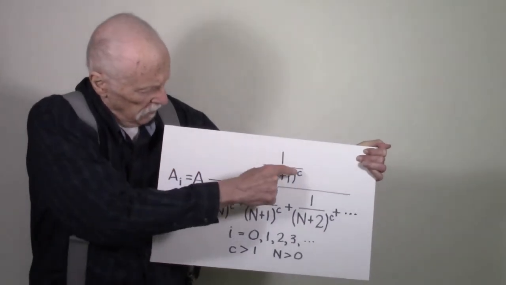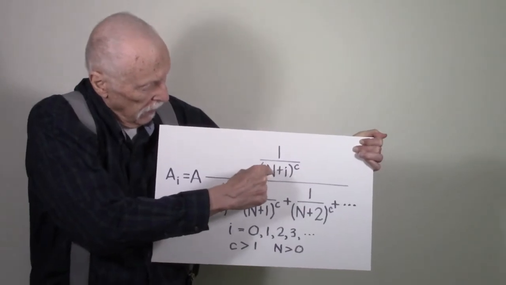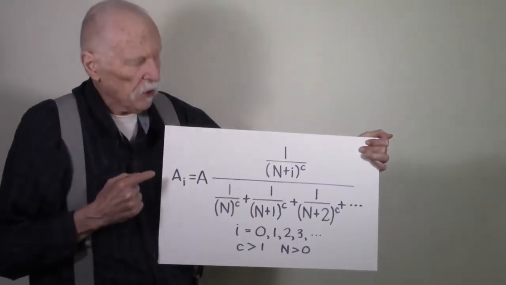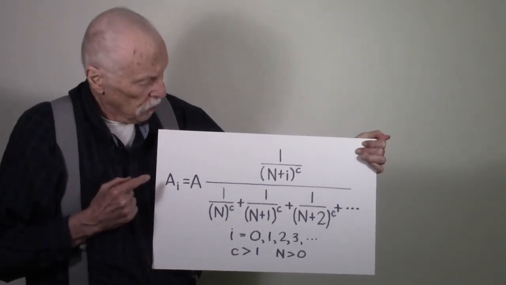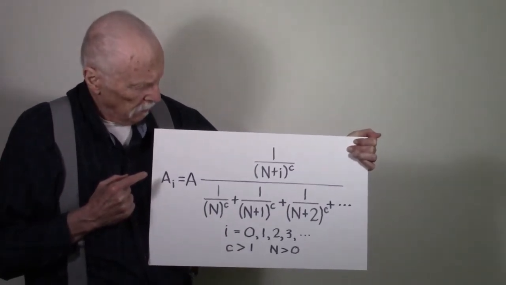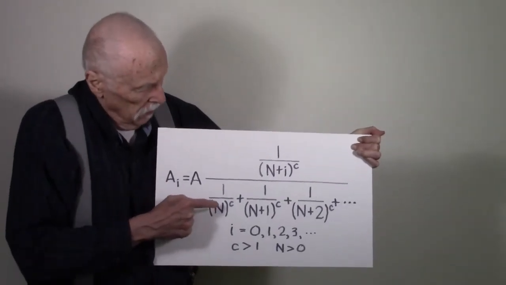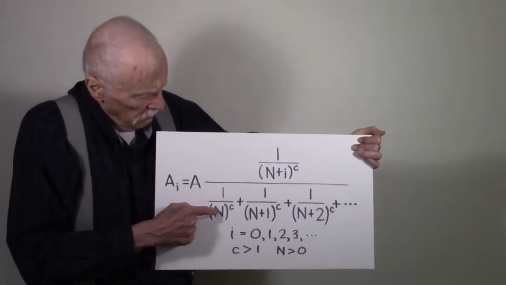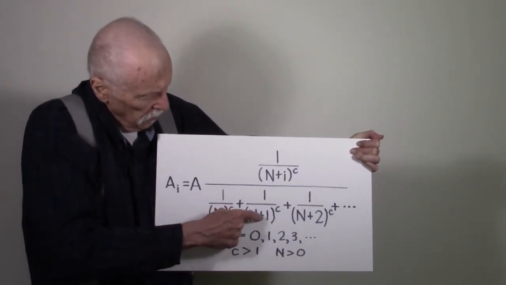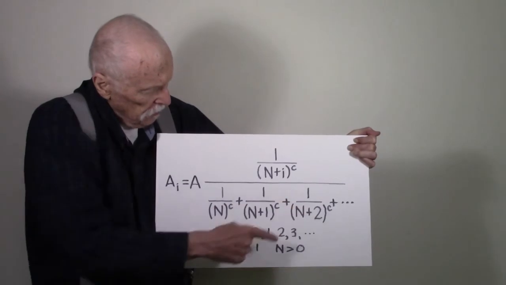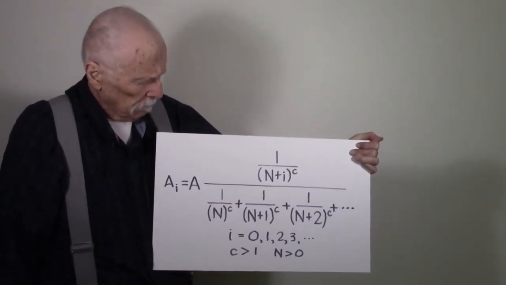And we see that in the numerator here, we have 1 over (n + i) to the c, with c and n being the parameters of this process, which can be chosen by the people making the pattern. Down in the denominator here, we have a sum: 1 over n to the c, 1 over (n + 1) to the c, 1 over (n + 2) to the c, all the way to infinity in the style of calculus.